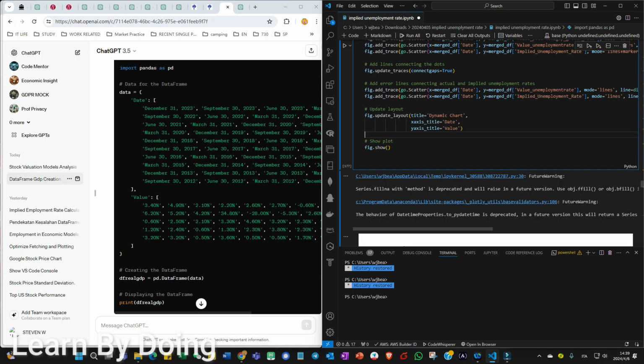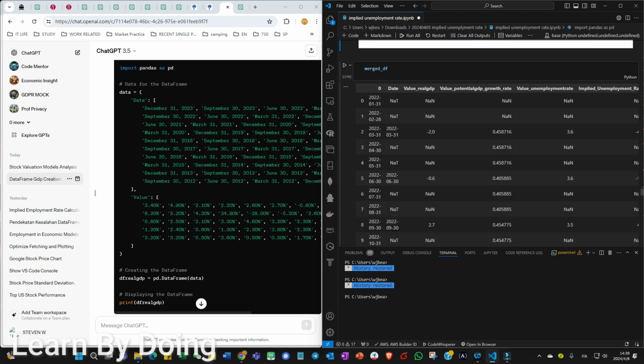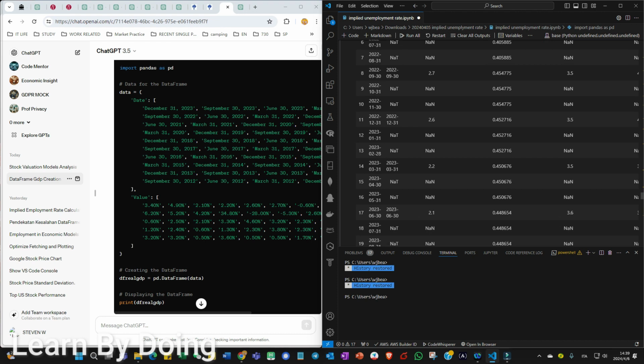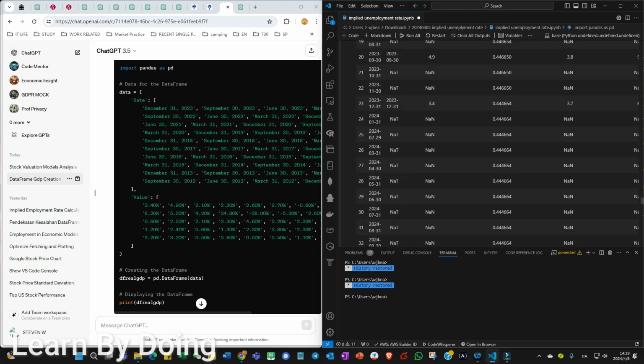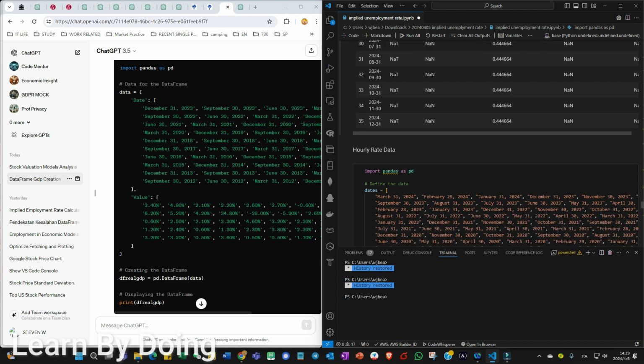So let's go on. You can also check the merged data frame. I just want you to know that some of the data is quarterly data, so monthly data is not available. So to actually clean up this data set is also very crucial. You can either clean it or let the graph do its job. I think both ways are fine.